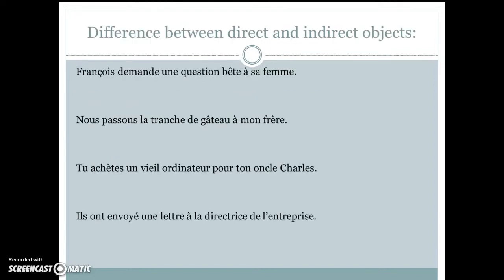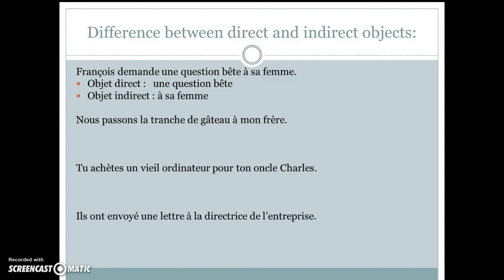And just real quick, we're going to look at identifying direct and indirect objects first. So we have François demande une question bête à sa femme. So what is our direct object? What is being asked? That is une question bête. And to whom is it being asked? That is à sa femme.